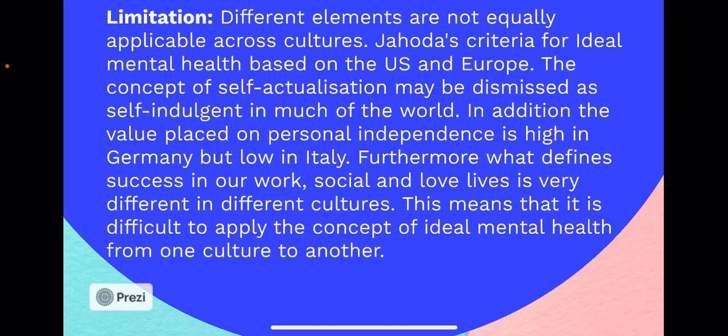So again, that's something similar to the social norms explanation. We need to be aware of an individual's culture when we're using ideal mental health, because different value is placed on different things across cultures, and also collectivist cultures would have different expectations with regards to family and work compared to individualistic cultures.